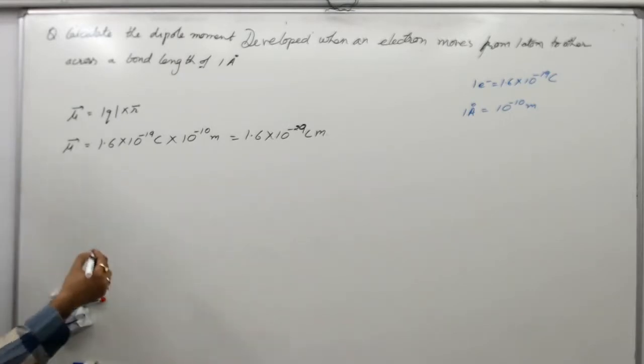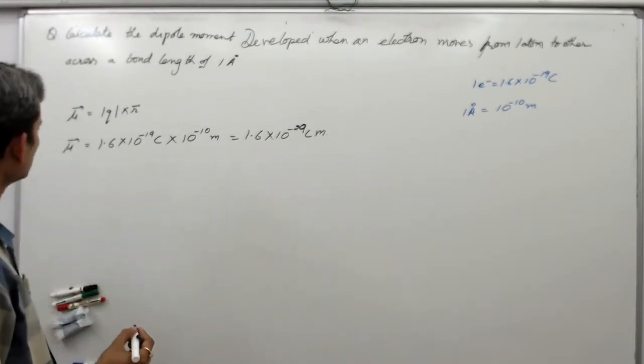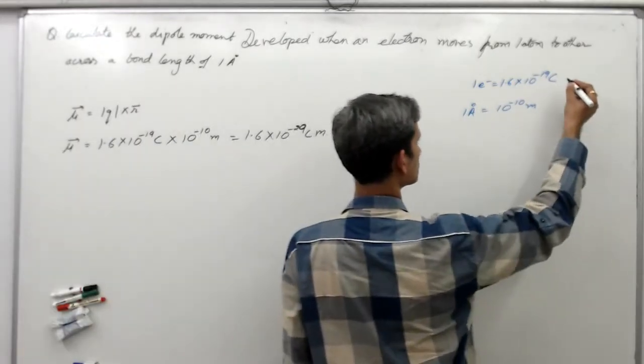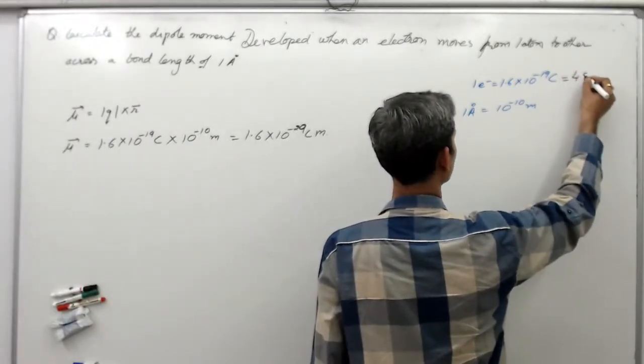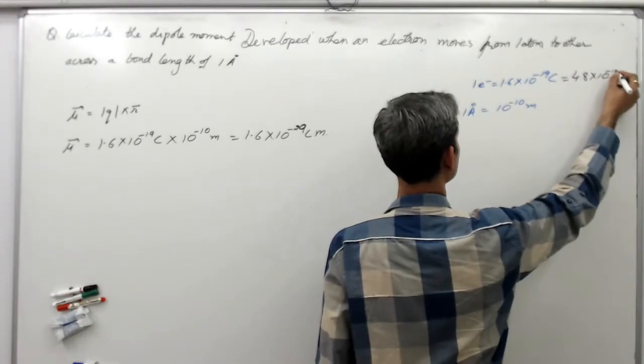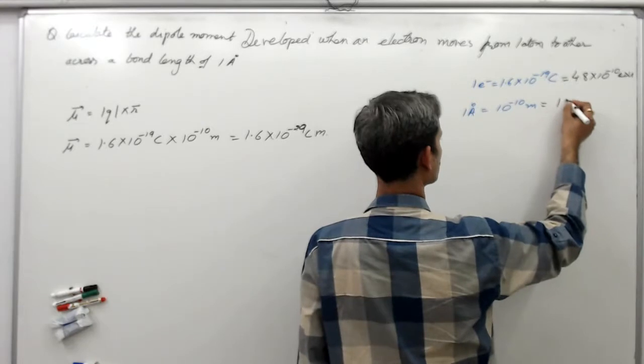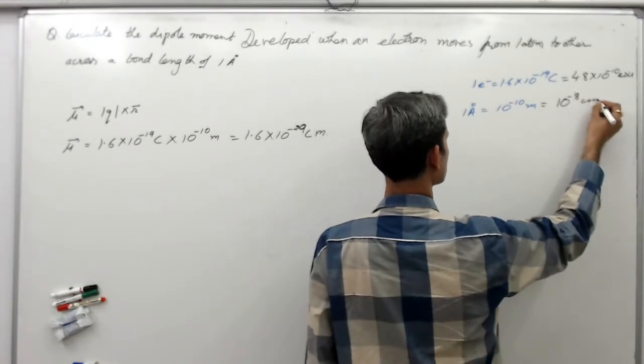Next, what would be the value in CGS unit? In CGS unit, the electronic charge is 4.8 into 10 raised to power minus 10 ESU, and 1 angstrom is 10 raised to power minus 8 centimeter.